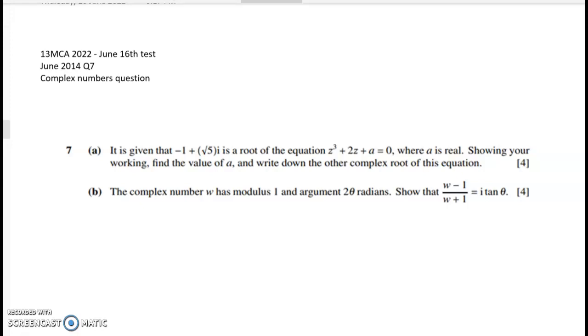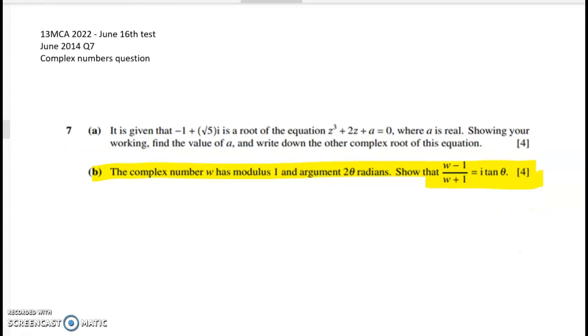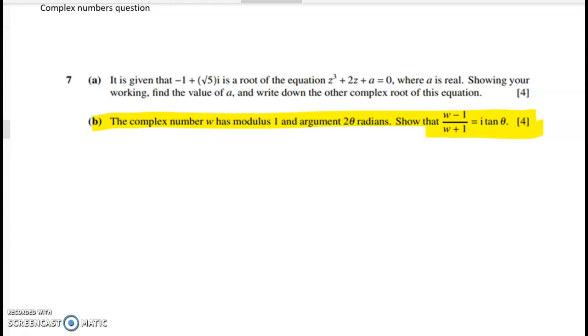Kia ora, Year 12. I'm going to look at the second part of this complex numbers question now. This is definitely one of the more challenging questions in today's tests, and I think it's very similar to a scholarship calculus question from a couple of years ago. I haven't had time to look, but I will dig it out over the next couple of days.